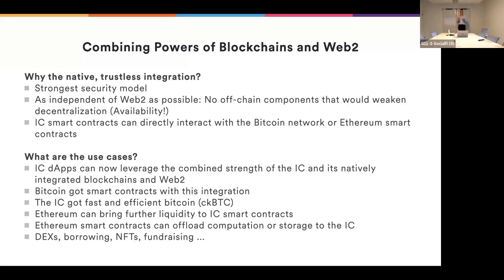And why do we do it with this native trustless integration? Because it's the strongest security model, it's the best you can have. You don't introduce new assumptions, no new parties. And it's essentially as independent of Web2 as possible because we don't need to run any components in the public cloud. This is very, very powerful.